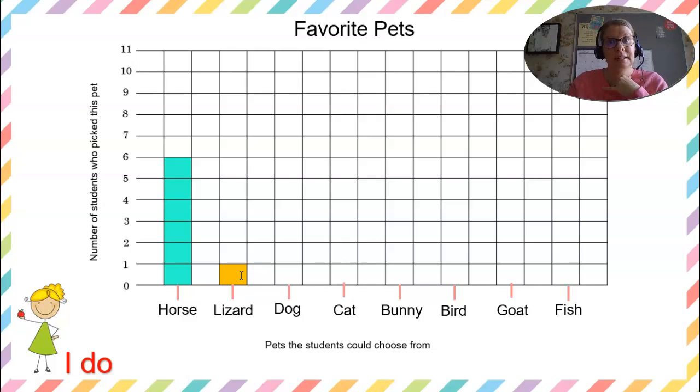All right, now I'm going to let you pause this video and try to complete the rest all by yourself. Go ahead. How many votes did the dog get? Go ahead and color, and then make sure you go up to the right number to represent the number of votes. Okay, go ahead and pause and try to complete the rest of it and see if yours ends up looking like mine.